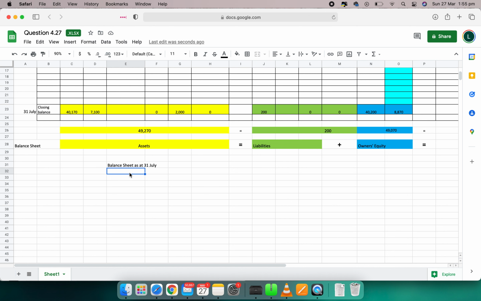Now, what we want to do is we want to start building. So we're building a balance sheet as at the 31st of July. That's our closing balance there. So first let's go assets. So we're going to do our heading of that.